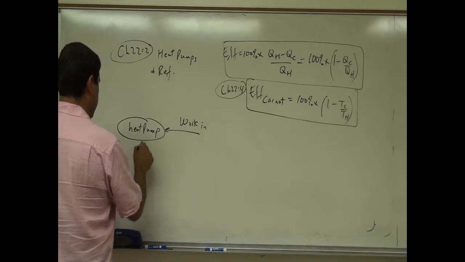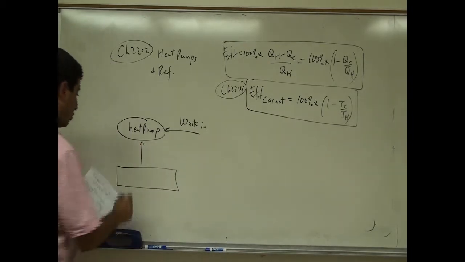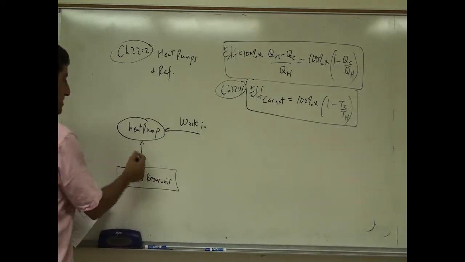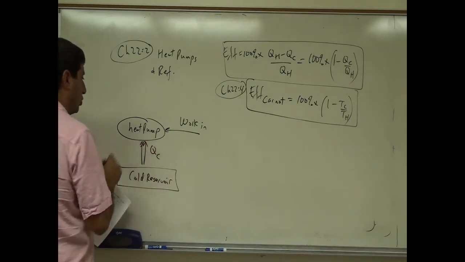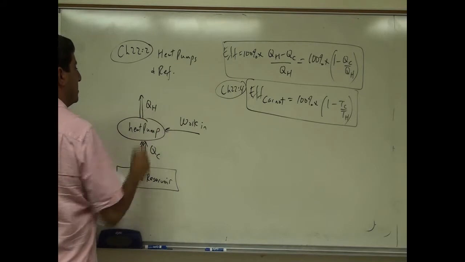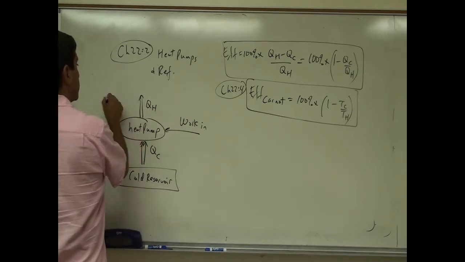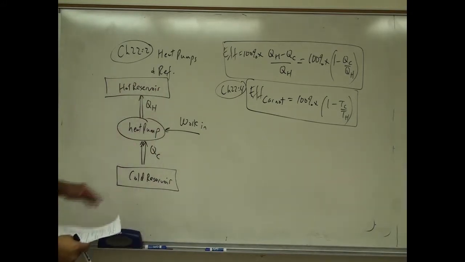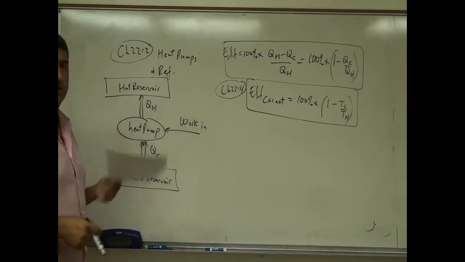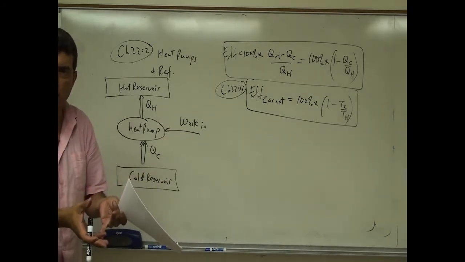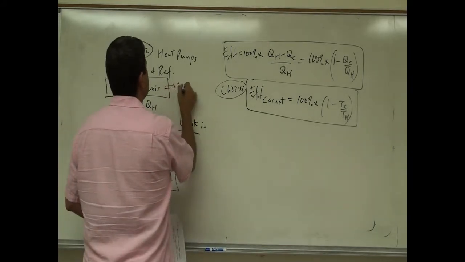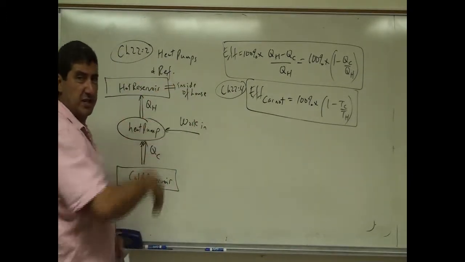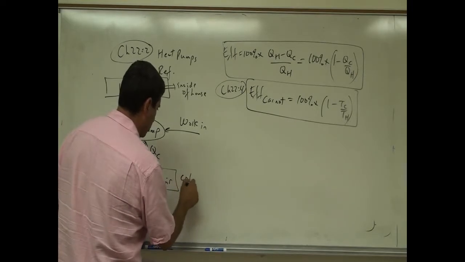The heat pump is going to be able to extract heat from a cold reservoir. This is a cold reservoir. It extracts heat from the cold reservoir, so we call it Q cold, and then it dumps that heat into the hot reservoir. So in this case, what's the cold reservoir and what's the hot reservoir? The hot reservoir is going to be the inside of your house on a cold winter day. The cold reservoir is going to be the cold outside weather, which is already cold.